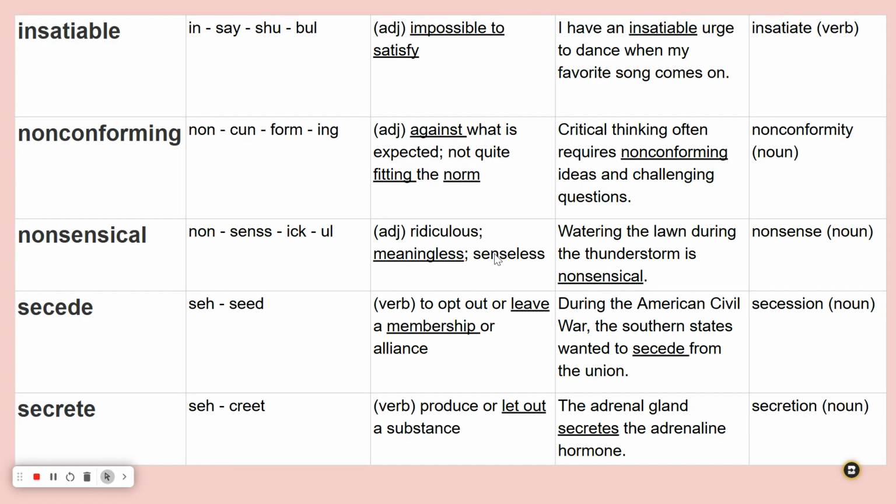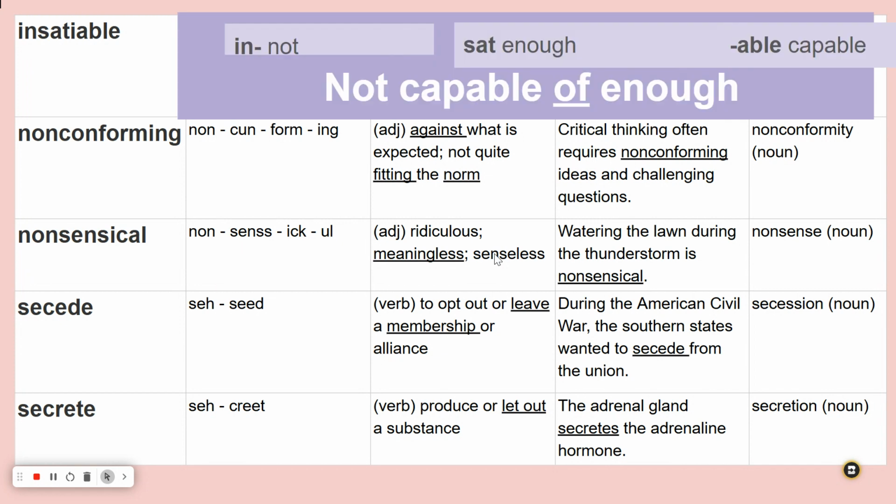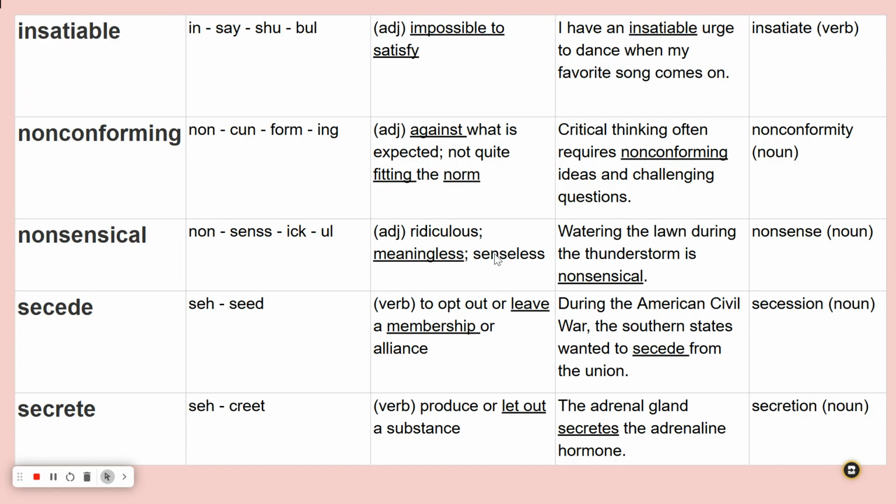So it's an adjective, insatiable. It means impossible to satisfy. Satisfy or satisfaction comes from sat or sate, enough. It's impossible to satisfy. You never feel like you have enough. I have an insatiable urge to dance when my favorite song comes on. Like I could dance forever. And then the verb insatiate. Insatiate.